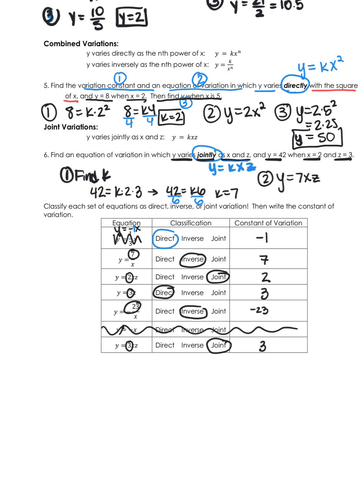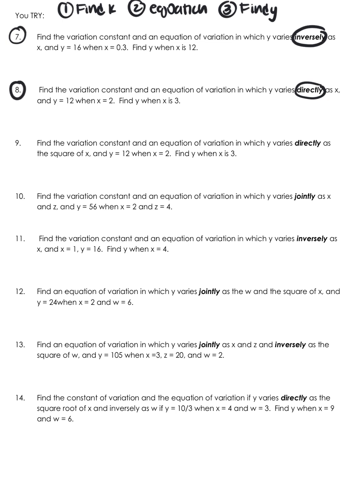All right, you're going to try a couple problems on your own now. So number 7 says y varies inversely as x. So right away, because this says y varies inversely as x, we know this means y is equal to k divided by x. So we'll take that equation, and first we'll find k.